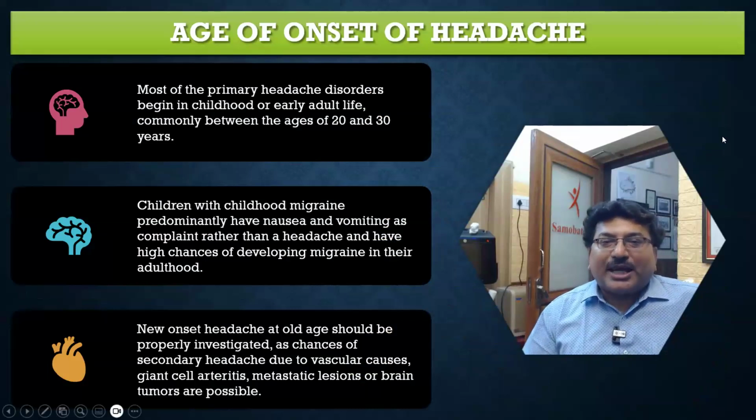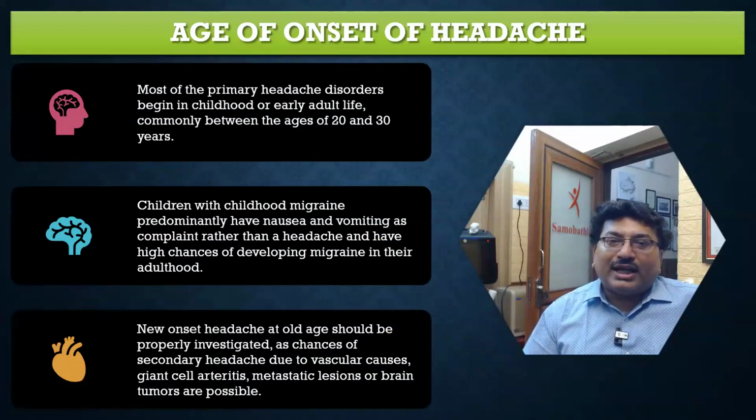Remember, most primary headache disorders usually begin in childhood or in early adult life. Okay, the most common age is between 20 and 30 years. And children with childhood migraine sometimes have nausea and vomiting as a complaint rather than headache, and have high chances of developing migraine in their adulthood. Okay, because a child might not exactly speak about the headache, but with the nausea and vomiting, we might have to think that this could possibly be a headache disorder of this child.